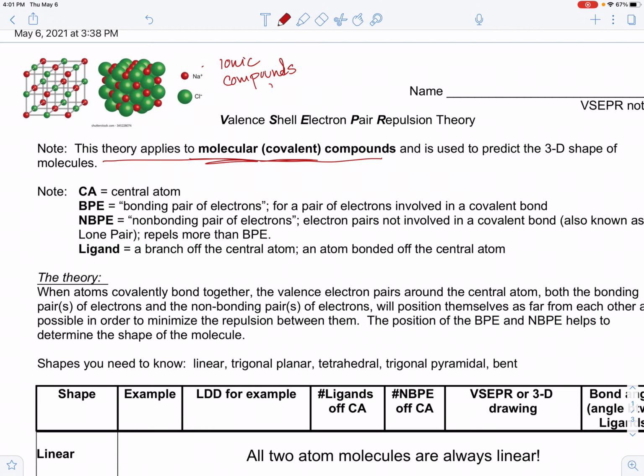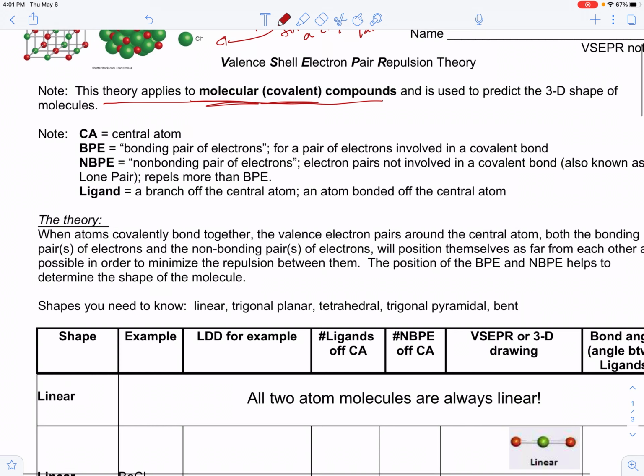And they form what is known as a crystal lattice. So that's why most ionic compounds are known as salts. They do form these sort of crystallized structures, all very similar patterns, positive, negative, positive, negative. So ionic compounds don't follow this valence shell electron pair repulsion theory. They have their own shape, again, a crystal lattice. So for molecular compounds, we use VSEPR in order to predict what our 3D shape will look like.